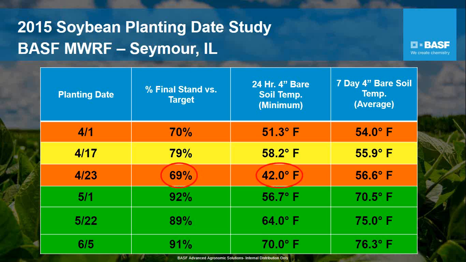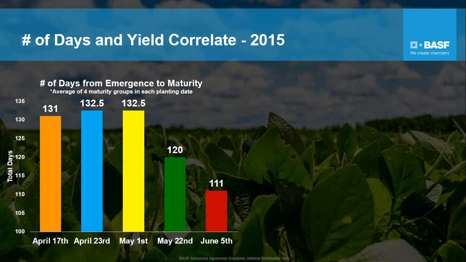It's rare that I see final stands any higher than about 92 or 93% versus a target. That's about as good as you're going to get. So one of the things that we're capable of doing with our team of interns during the summer is we actually are able to monitor the total number of days that those soybean plants are out in the field from the point they emerge to the point they reach maturity.